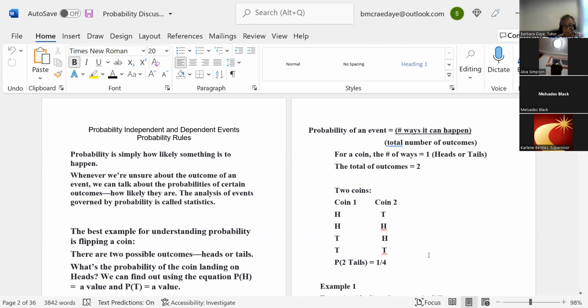All right. So the ways it could happen is just one way I can get tail, tail. The number of outcomes is all 4 of these. Okay. You got it? So that's what I did with the 2 coins.